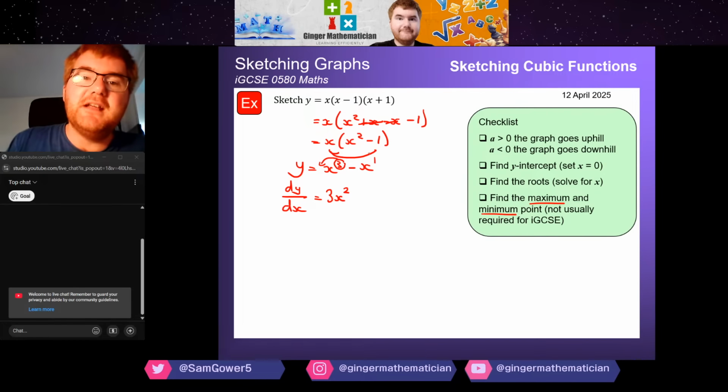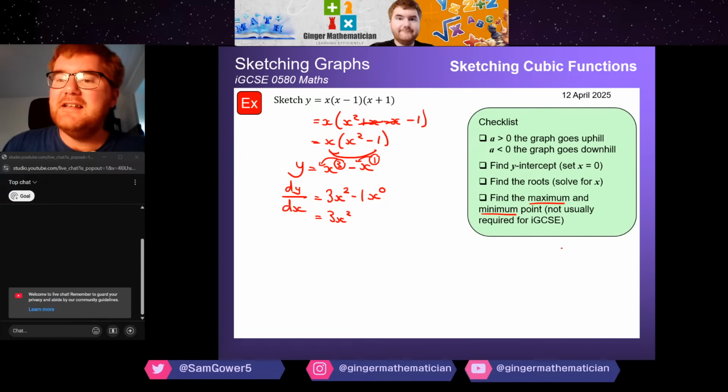For this one, we do the same process. So we take the 1, bring it to the front, so we have minus 1 x, we reduce the index by 1, so that gives us x to the power of 0. Now, you should all know, this is a really important fact, anything to the power of 0, so x to the power of 0 is equal to 1, 7 to the power of 0 is equal to 1.